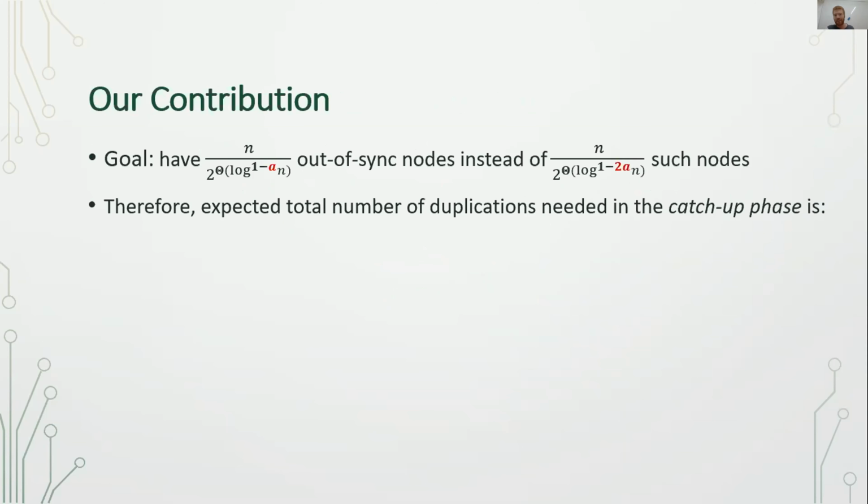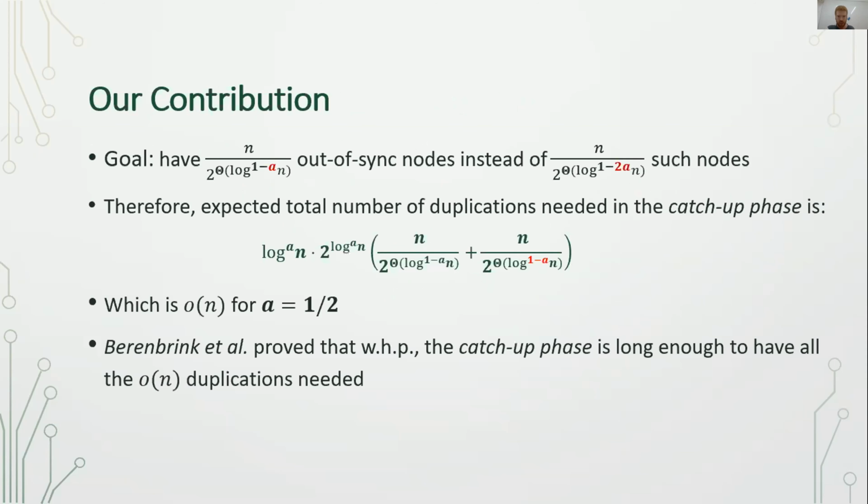And therefore, we can prove that the expected number of duplications in the catch-up phase is at most, with high probability, the log expression, which is explained in the paper. And this expression is little o of n when a is at most half. So we set a to be 1/2. And Berenbrink et al. proved that if the number of out-of-sync nodes or duplications in the catch-up phase is at most little o of n, then with high probability all the duplications will sufficiently happen.